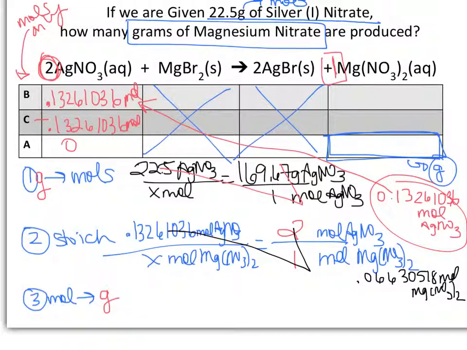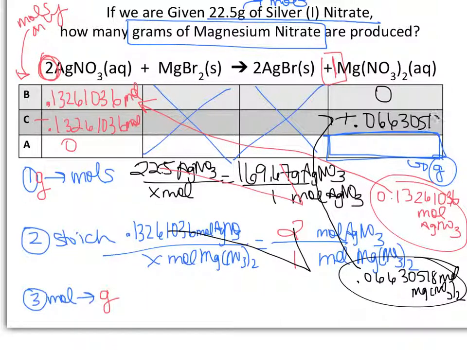So that number is up here. We know that the magnesium nitrate starts out as 0. We're increasing by that amount. And so therefore, in the end, that's what we end up with at the end.